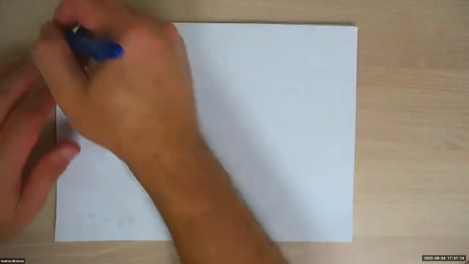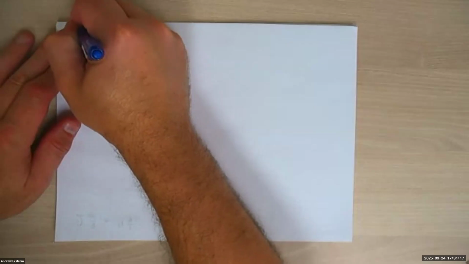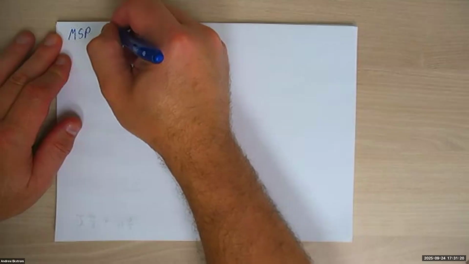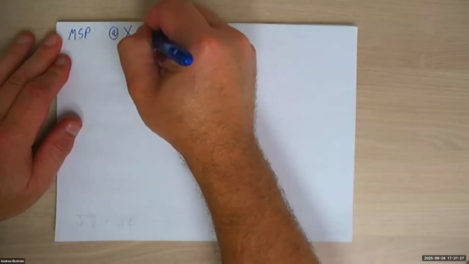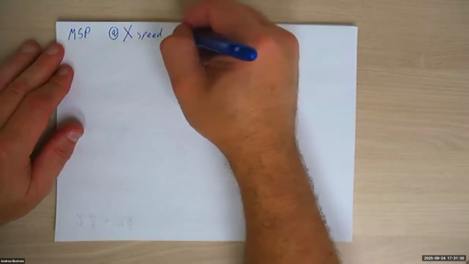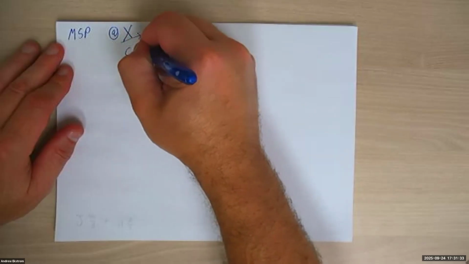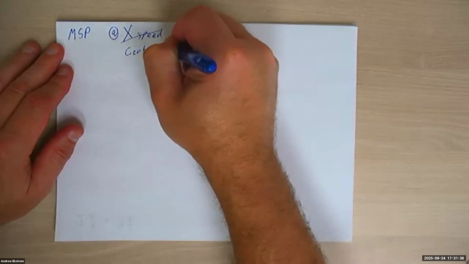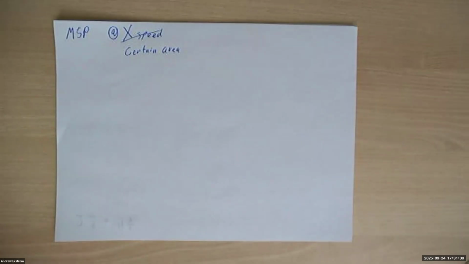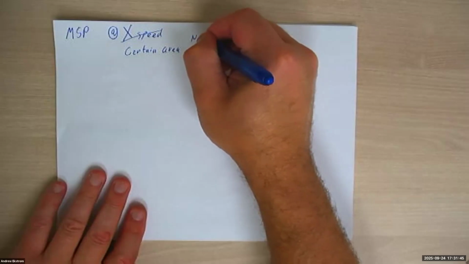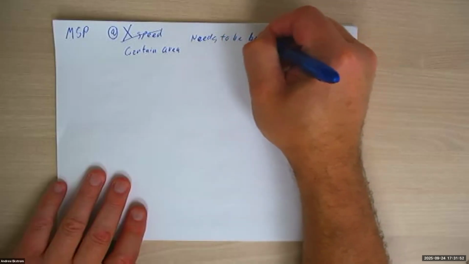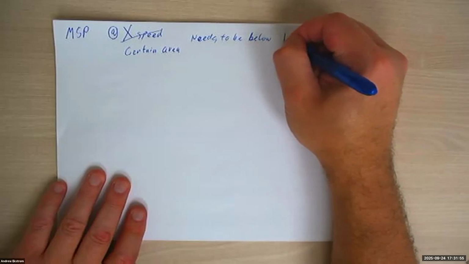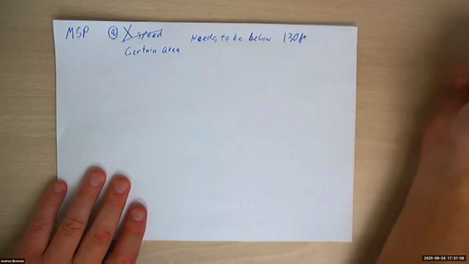So what ends up happening is, say, Michigan State Police will go to an area and say at a certain speed, or could even say in a certain area, stopping distance needs to be below, I'm just going to put some numbers down here and say 130 feet.